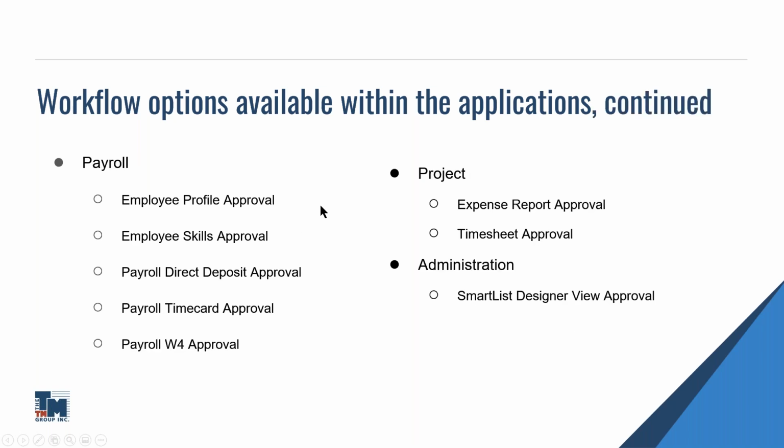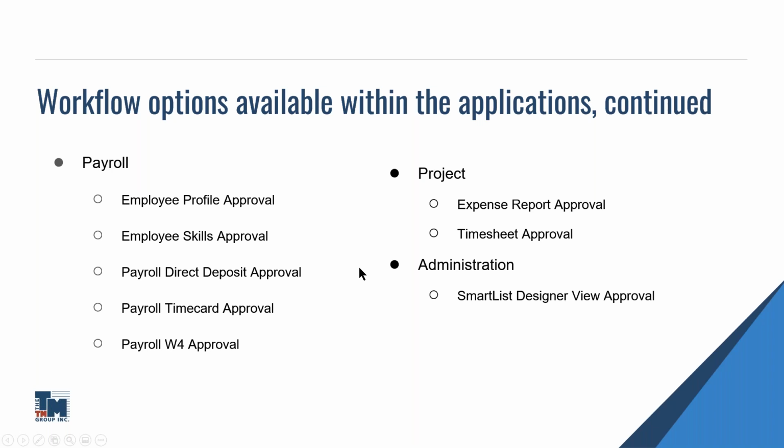As I mentioned, I don't have proficiency in payroll, but they do have these workflows already predefined: employee profile, employee skills, direct deposit, time card, and payroll W-4. Again, someone would be keying that transaction, and then based on the criteria set up in the workflow, it would go to the next person in line. And if there's more, you can do 3 levels of approval. In project, I'm not sure anybody's using project in this group today, but we have expense report approval and timesheet approval. And then the last one is just an admin.